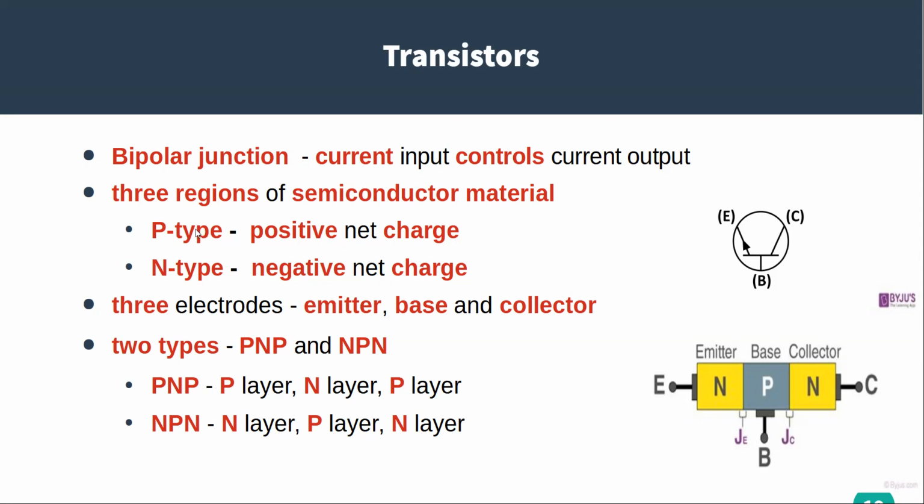So I said the p-type material has a positive net charge and the n-type has a negative net charge. So we've got charge on either side of the junction, and we cause those to recombine, and that's part of the current flow effect. The three electrodes are called emitter, base, and collector. We usually show them as E, B, and C. And like I said, there's two types, PNP and NPN. And it's just the order of the layers.